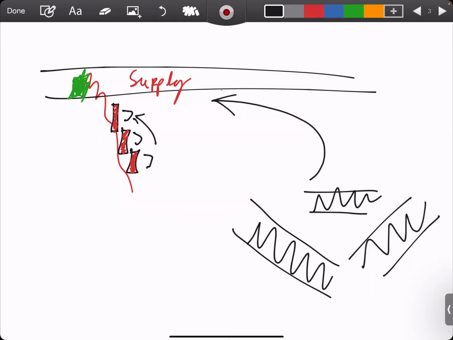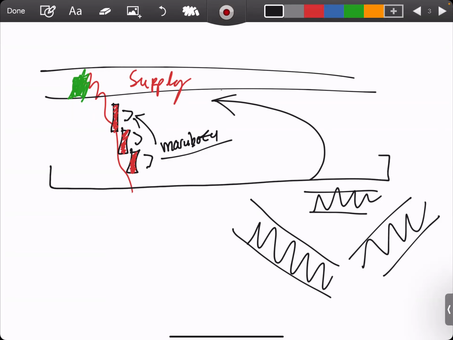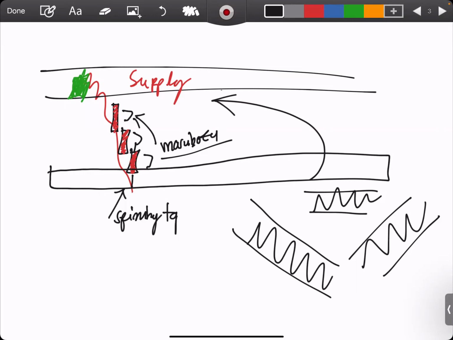Marubozu, which is shaved off head. Now, this Marubozu candlestick is going to drive all the way down into some support. Let's just draw a box right here and call this support. And let's make this candlestick at the bottom a spinning top for the sake of today's explanation. A spinning top signifying indecision or weakness in the trend or reversal.